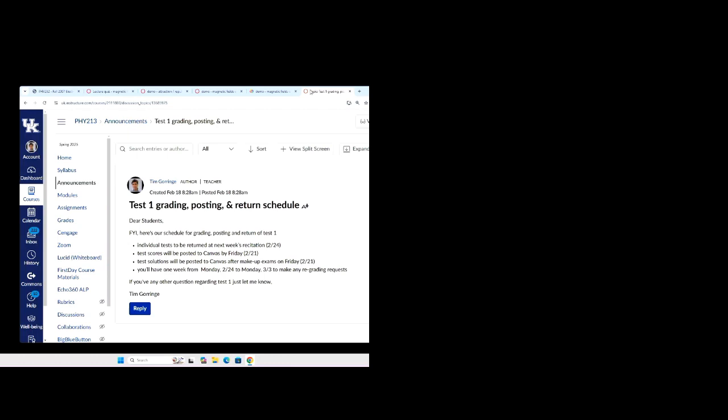Okay, I'll get started. Just wanted to begin with an announcement about Test 1 and the schedule for Test 1. So Test 1 is being graded now. We hope that we'll have the scores posted by Friday of this week, so you'll see those in Canvas. I plan to have the solutions posted after makeups, which will be on Friday of this week.